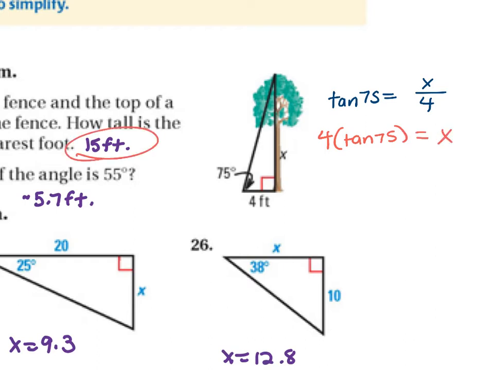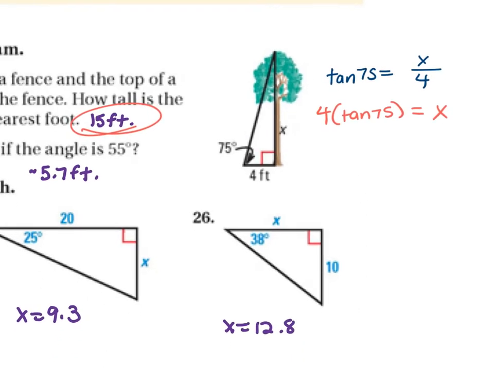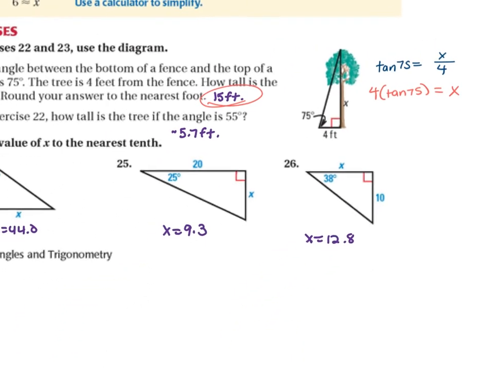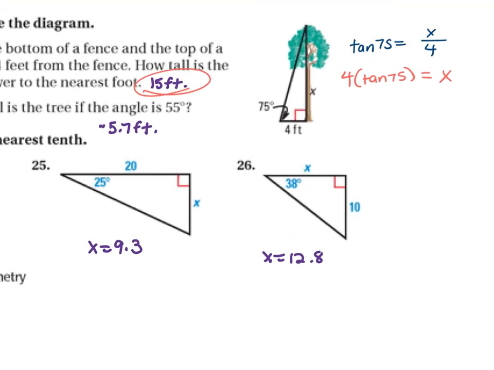And from there, you'd get approximately 15 feet. It said to round to the nearest foot, so we round to the nearest whole number. Then it says how tall is the tree if the angle is 55. So if instead of this being 75, we change this to 55, everything else stays the same. It'd be the tangent of 55 equals x over 4, and then we'd multiply both sides by 4. And we'd get approximately 5.7 feet.